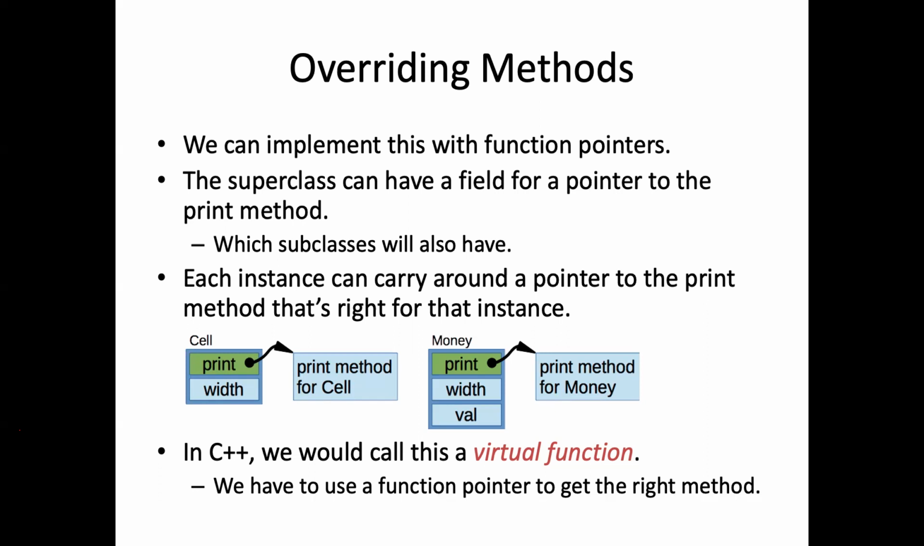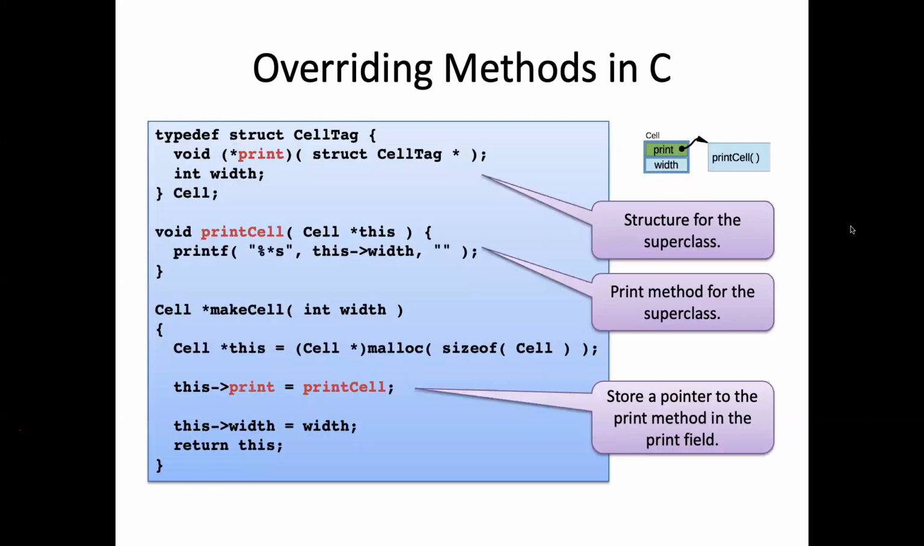All right, so here's what we're going to do next. We're going to have to go back and extend our superclass. Now it's going to look like this. So this is the struct definition for cell. Still got a width field, but I snuck in an extra field before that, and it's what we were just talking about. The syntax is a little weird, but you'll recognize this as a pointer to a function.